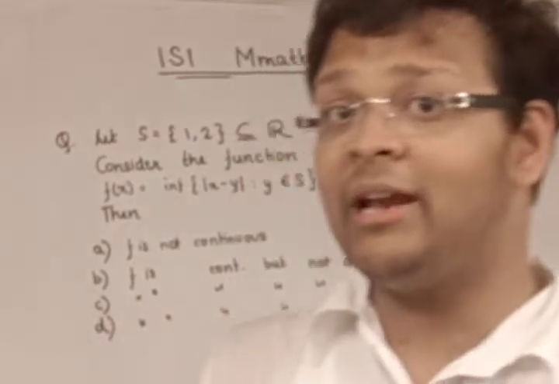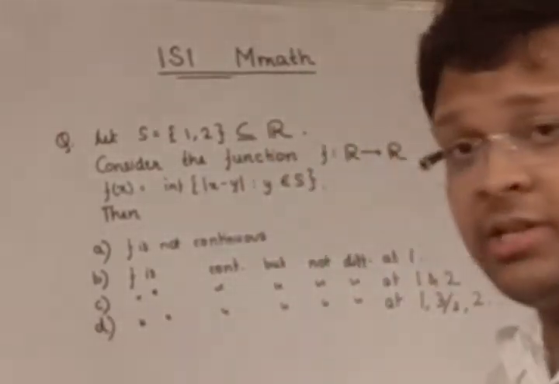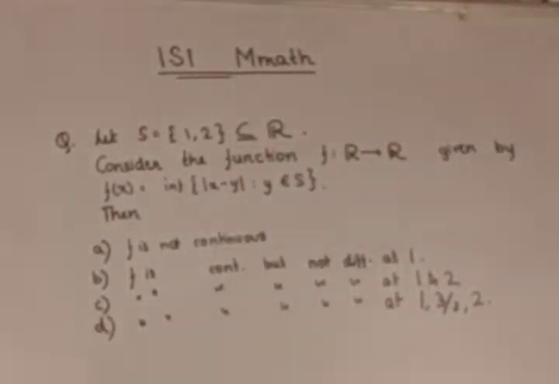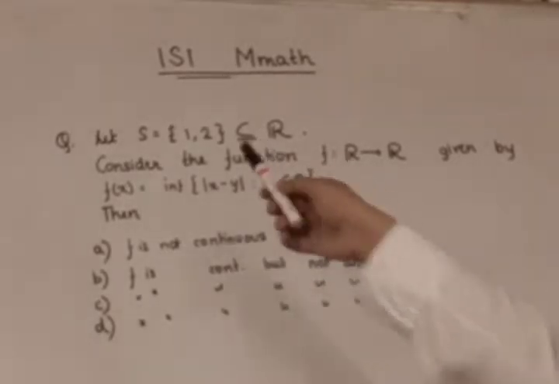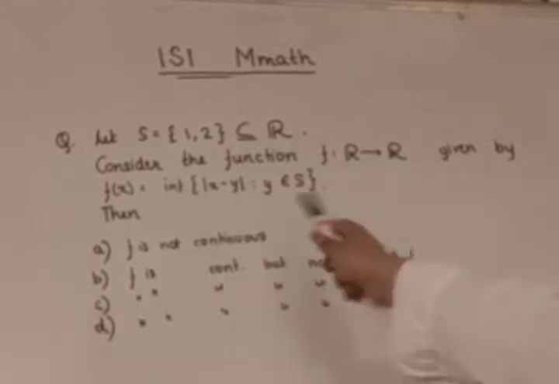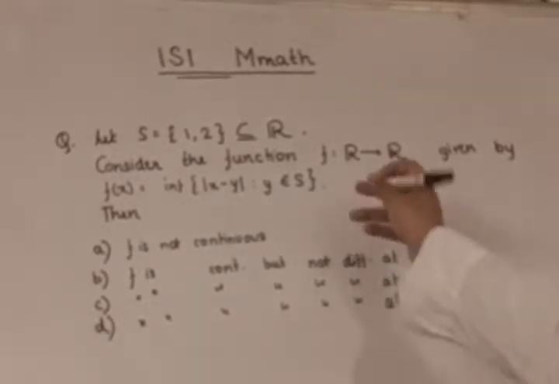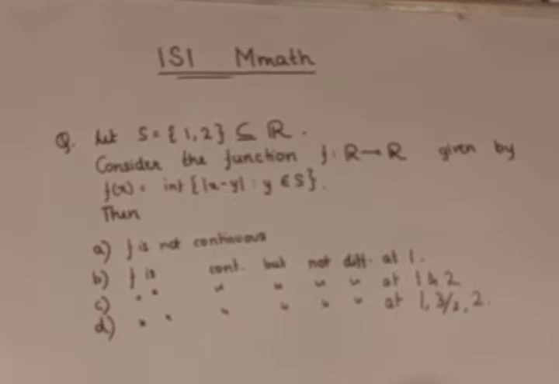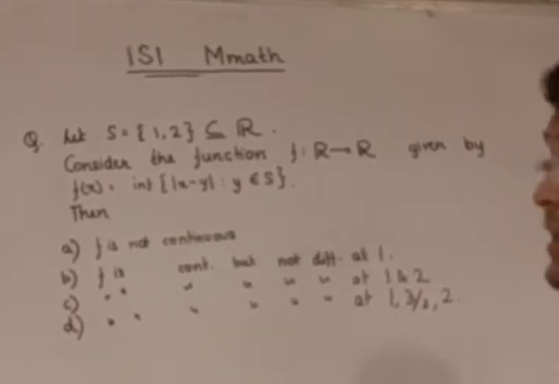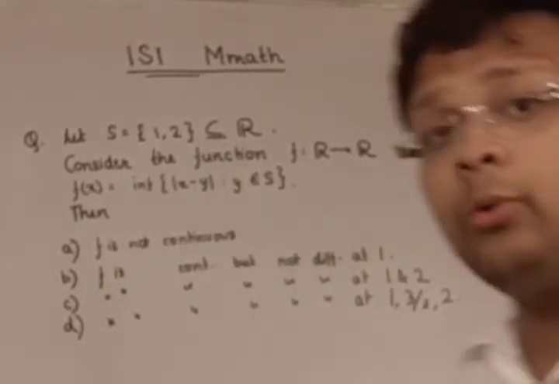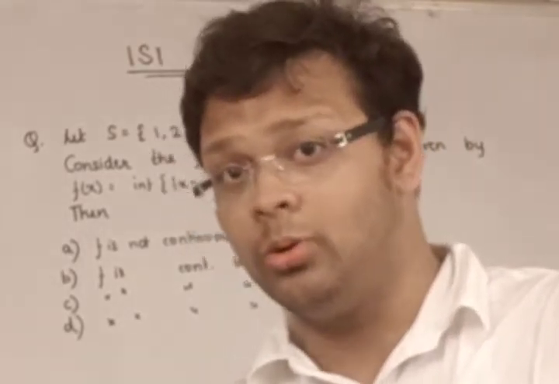Today we are here with a 2019 M.Math question, and the first question is written on the board. It says, let S be the set {1, 2}. This set is a subset of R. Now we consider the function f with domain R and codomain R given by f(x) equals infimum of |x minus y|, where y is from this set S. What does it mean? It means essentially that y is either 1 or 2.